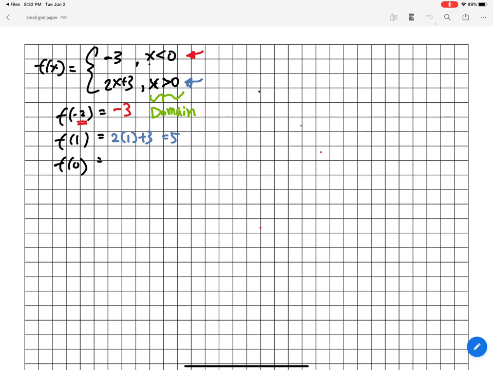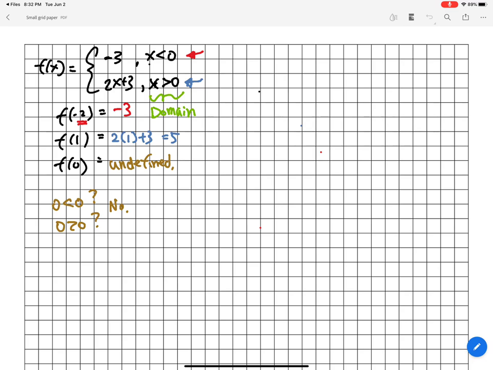Now check out the last problem, f of 0. Notice, is 0 in any of them? Is 0 less than 0? Is 0 greater than 0? Both of these are no. So in this case, f of 0 is undefined, because it doesn't work in any of the domains. None of the domains takes 0. Alright, so let's go ahead and graph this.